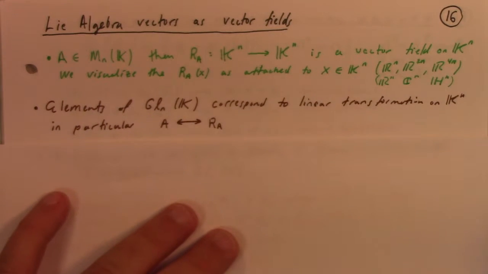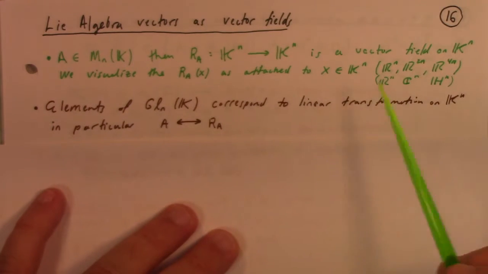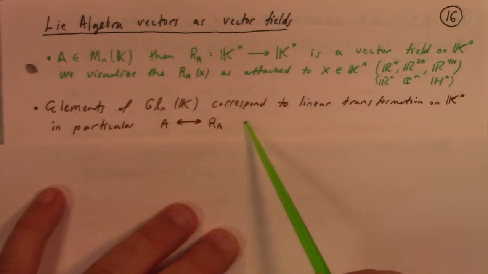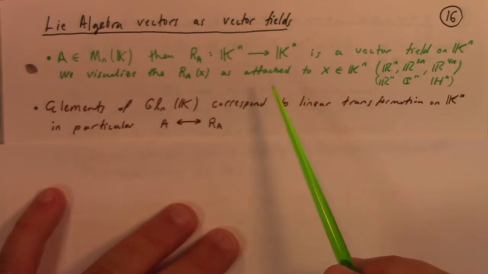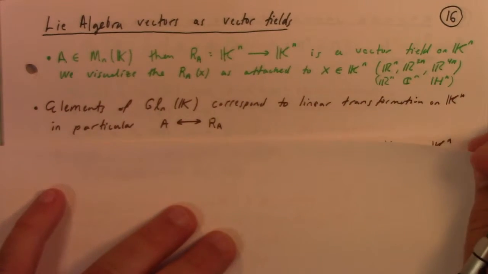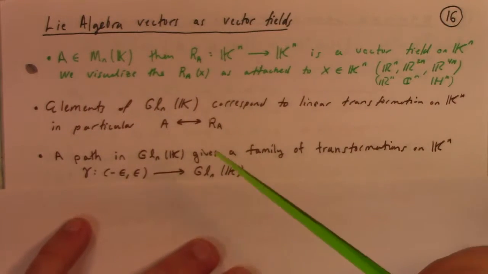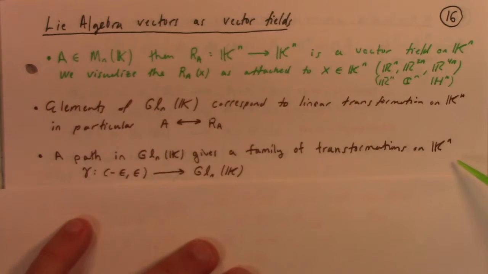I should also mention, of course, we remember elements of GL n K correspond to linear transformations on Kn. We have this correspondence, right? So you could add another arrow here and say that also corresponds to vector fields. You think of this as attaching a vector field, and the vector at x is Ra of x. So a path in GL n K, what's that? Well, that gives us a family of transformations on Kn, gamma from some open interval to GL n K.